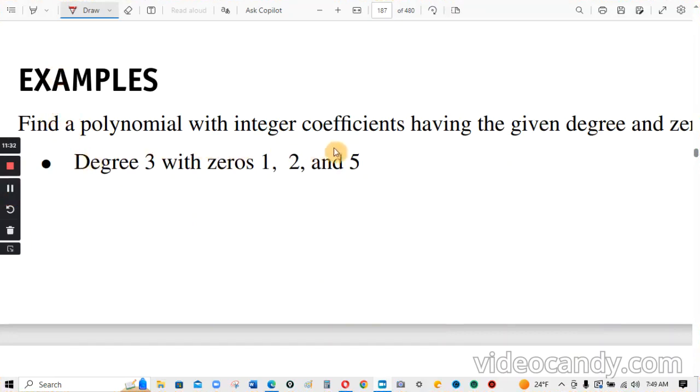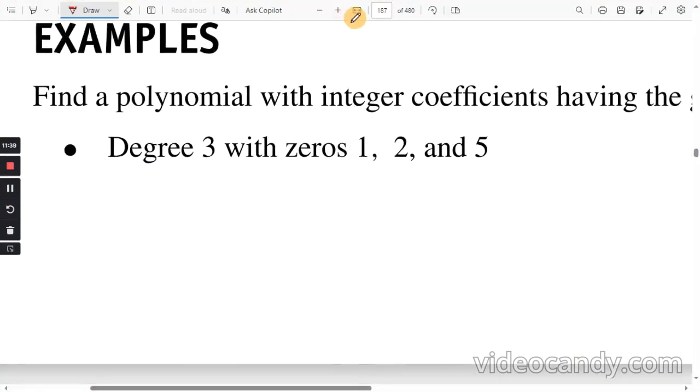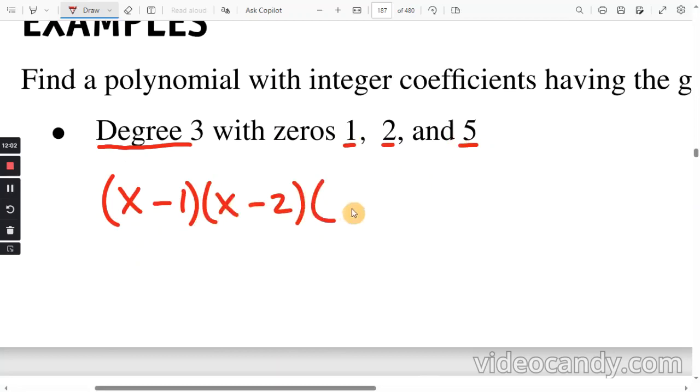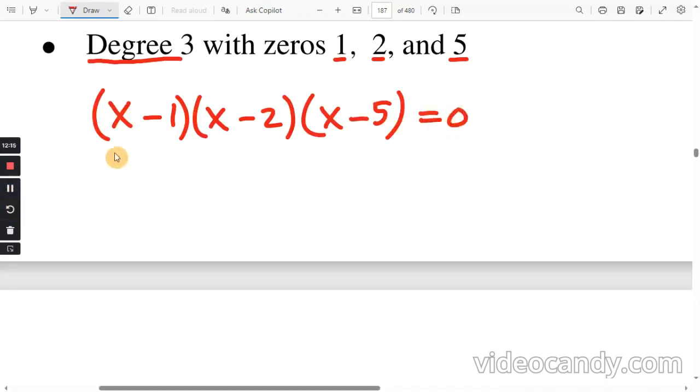Example, find a polynomial with integer coefficients having the given degree and zeros. So this is going to be degree 3 with zeros 1, 2, and 5. Remember now, if these are zeros, that means x minus that number is a factor. So x minus 1, x minus 2, and x minus 5 are all factors. Now, technically, this is just one possible answer. If you set this equal to 0, you can still have a number a out front.